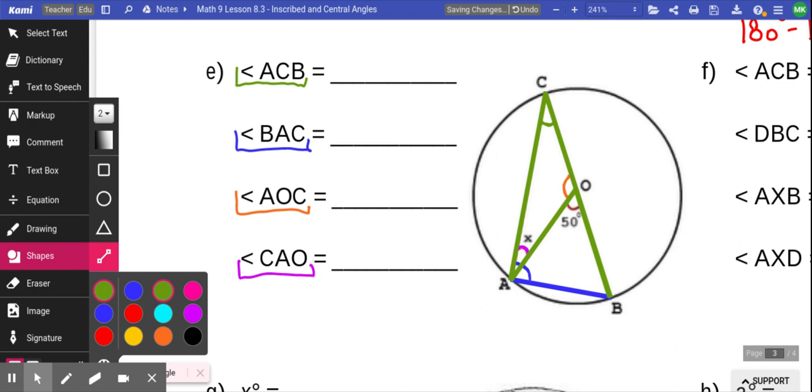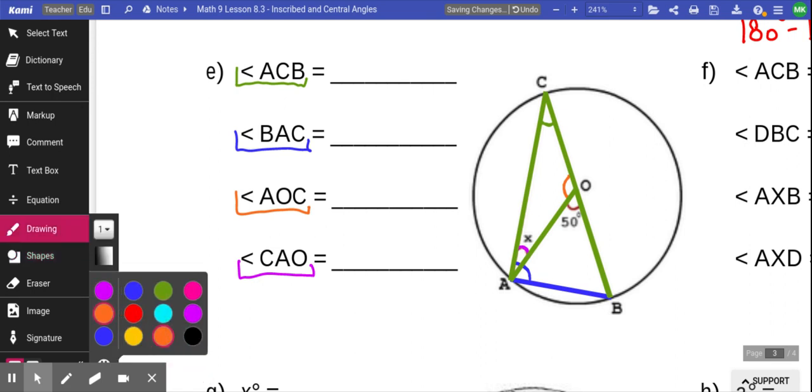That inscribed angle should be half of the central angle. So ACB should be half of 50, which is 25 degrees. Wonderful. So we got the first one down.